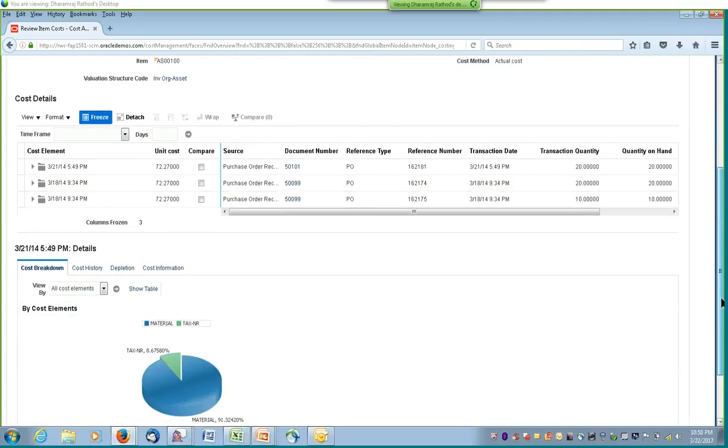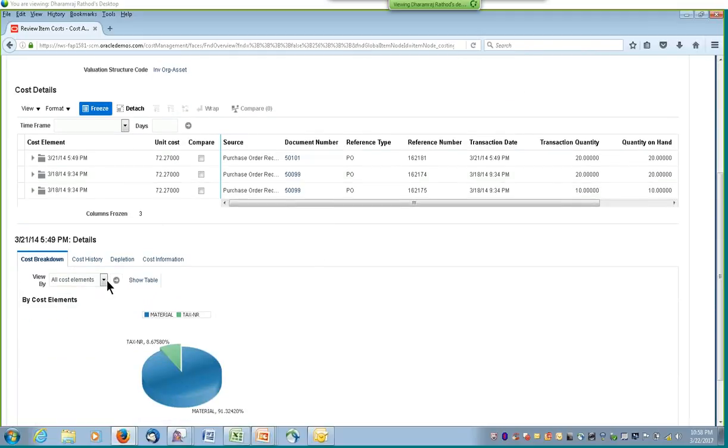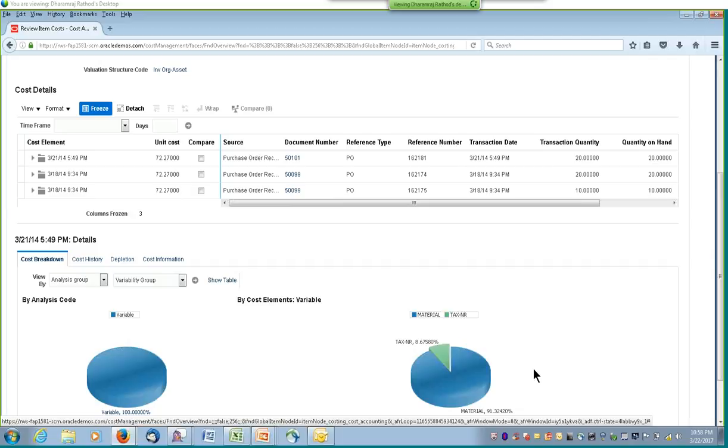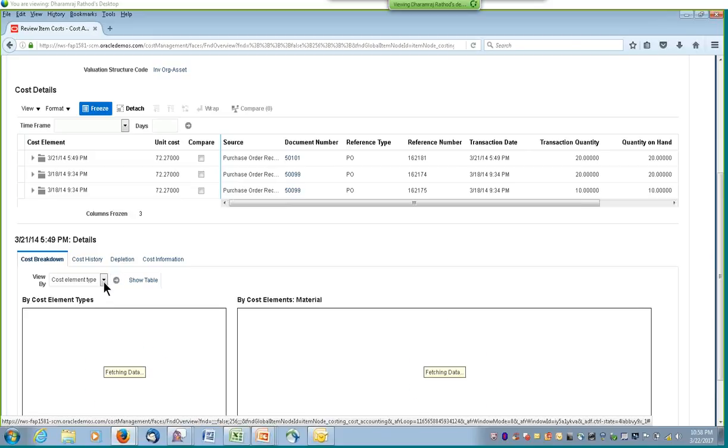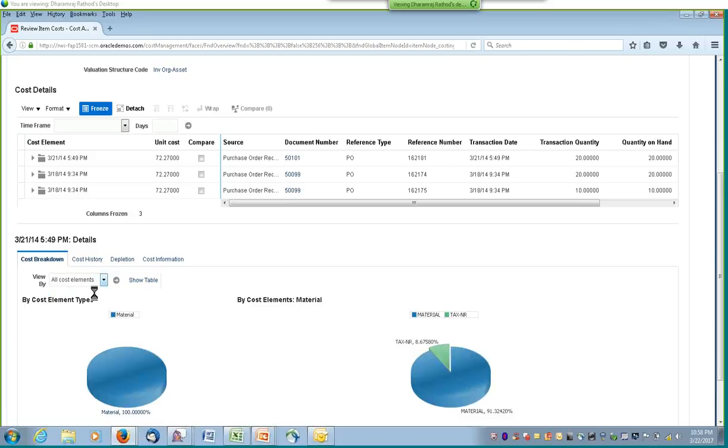And whenever you look at the cost, you will be able to look at it by cost element. So you see here this cost element, you can see it in a table or graph. You could see it by analysis group, if you have analysis group for this cost element. So it says variable group or variable and so on. Let me see if there are any groups available. So we have got this by groups. You can see it by the cost element type if you want. You can see it by all cost element, and you can see it by analysis group. So you can slice and dice the data.